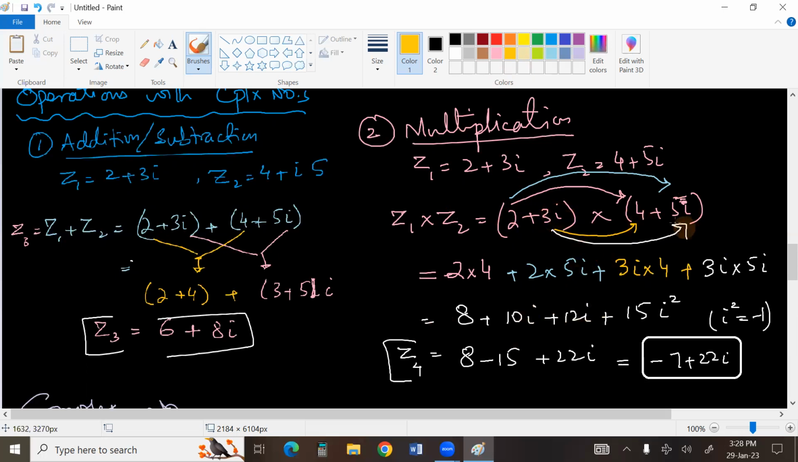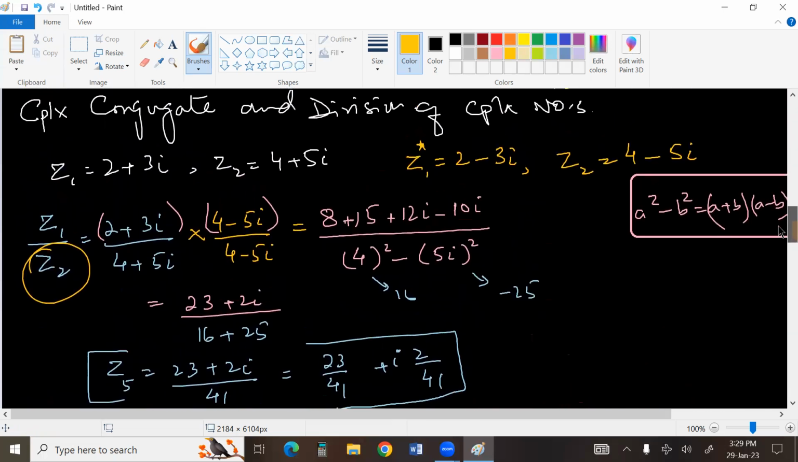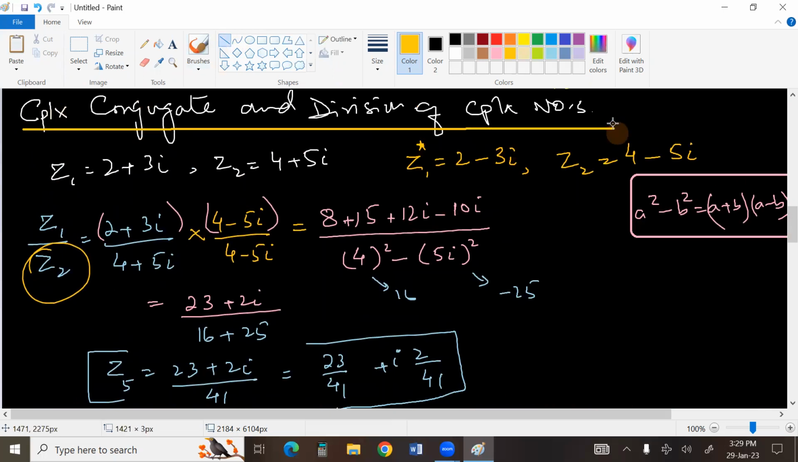And 3 iota times 5 iota is 15 iota squared. But we just saw that iota squared is -1. So this positive 15 iota squared becomes -15. And when simplified, you get this. The norm is that you should always have the real part separate and imaginary part separate with the iota. And this leads to our next operation, which is the division of complex numbers.